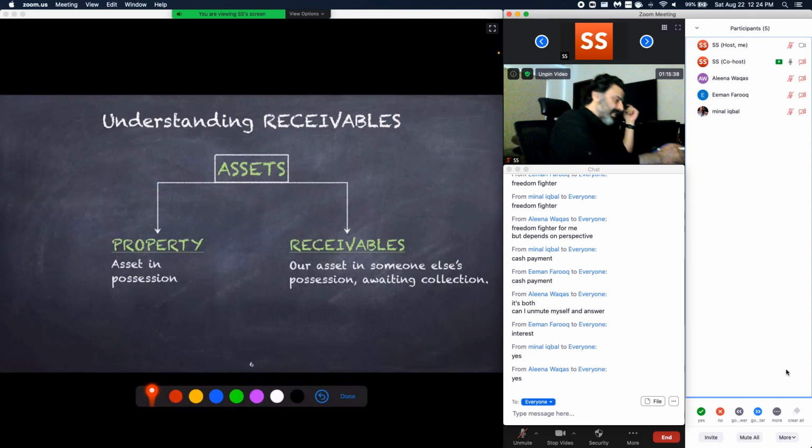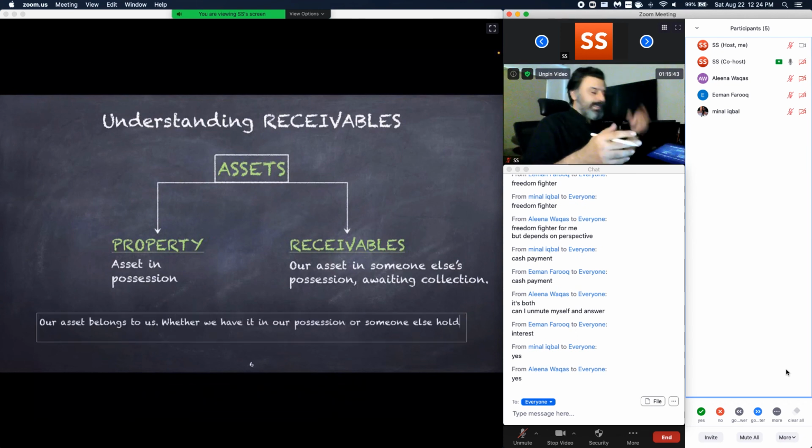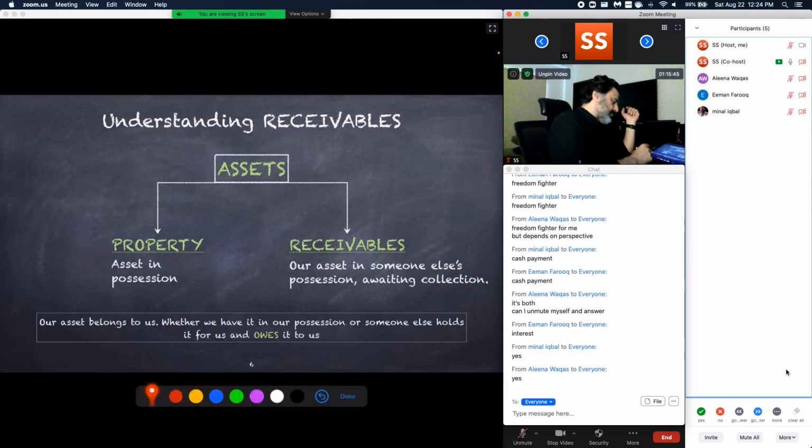So the bottom line is that your asset belongs to you, whether you have it in your own possession or someone else holds it for you and owes it to you. When you owe to someone, that's a payable or a creditor or a liability. When someone owes you, that is an asset. So they are opposites of each other, right?